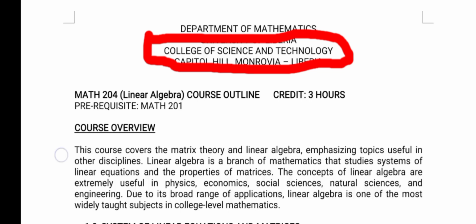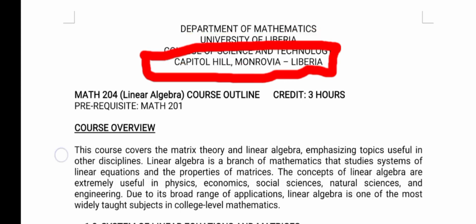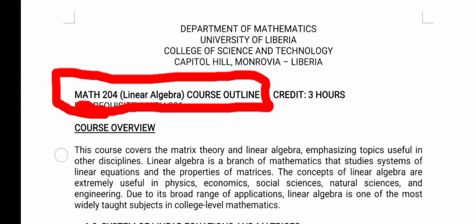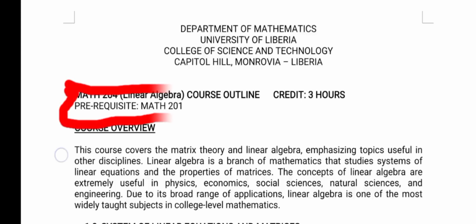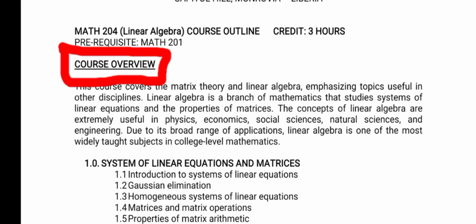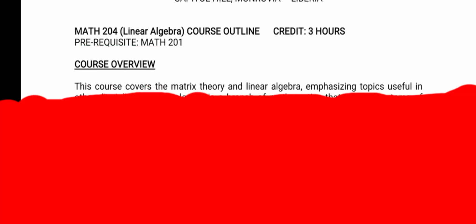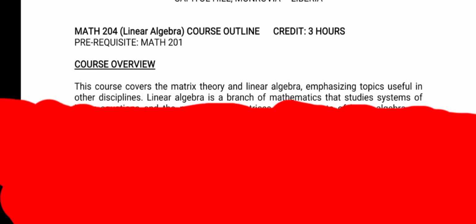College of Science and Technology, Capitol Hill, Monrovia, Liberia. Math 204, Linear Algebra, Course Outline. This is a 3-credit-hour course, and the prerequisite for this course is Math 201, which is Calculus 1. Course Overview. This course covers matrix theory and linear algebra, emphasizing topics useful in other disciplines.